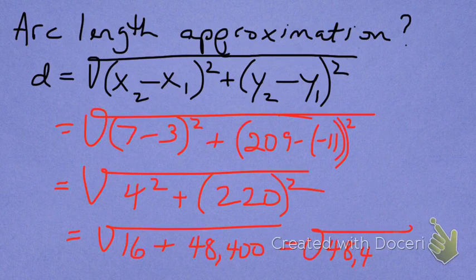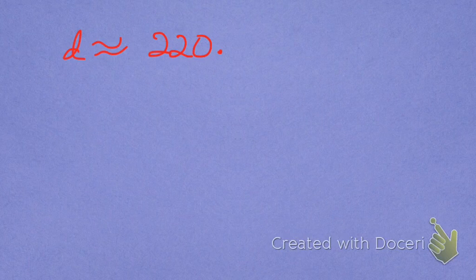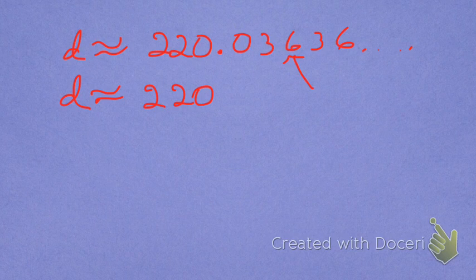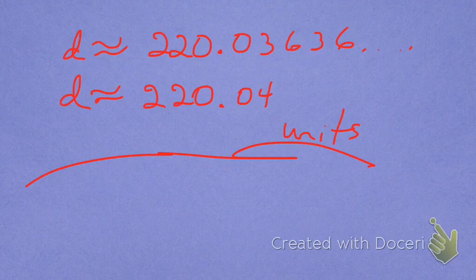48,416. We'll take the square root and find that that distance is approximately 220 units, and then some. If we like, we could round that to the nearest hundredths place. Since we've got 5 or higher, let's go ahead and round it up. So we're saying that the distance along that arc is approximately 220 units with just one line segment.